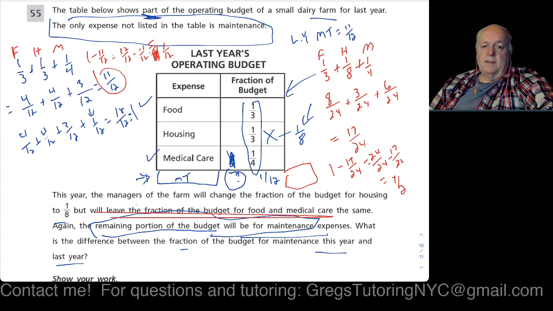Okay, this right here is not the answer, just like 1/12 was not the answer. What is the difference? So there's still another step we have to do. Let me get a handy dandy color. Let's use brown. We haven't used that in a while. So now what we need to do is 7/24ths minus the 1/12.